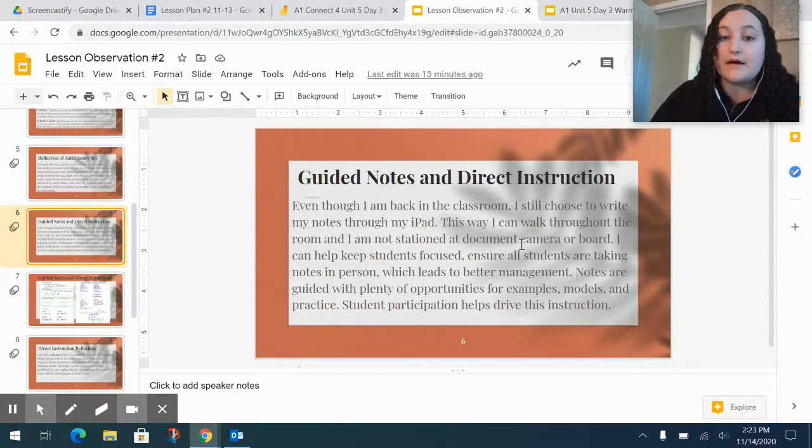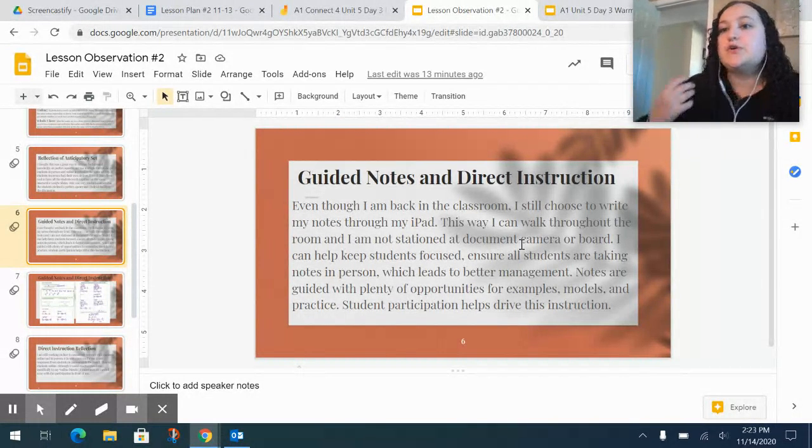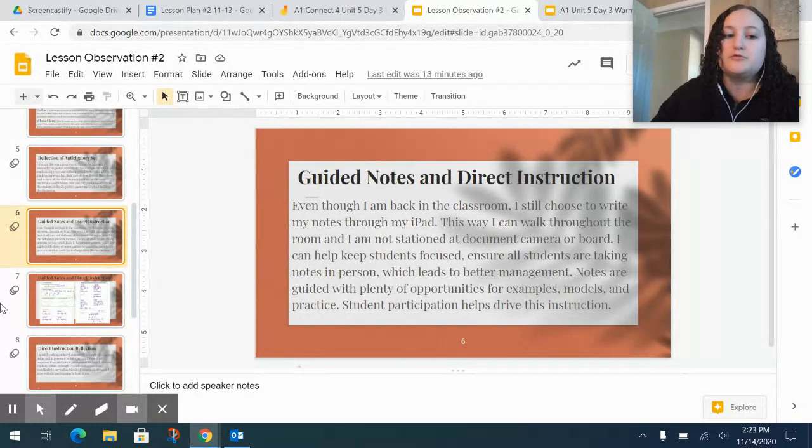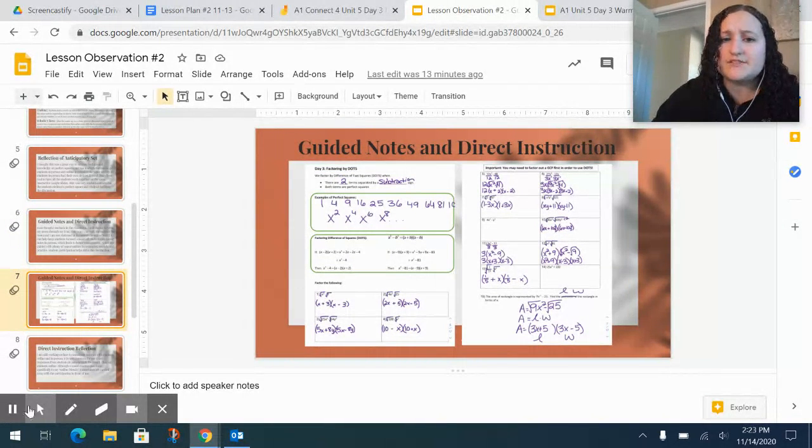My notes themselves are guided with a lot of opportunities for examples, models, practice, and I make the student participation drive the instruction. I'm constantly asking questions. I'm constantly looking for student volunteers to help with a problem or to fill things in. So these are what my notes look like. We got a little bit of fill in the blanks up top.